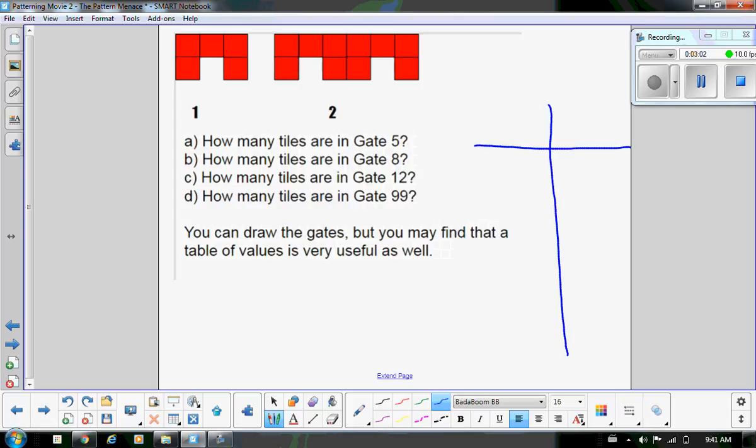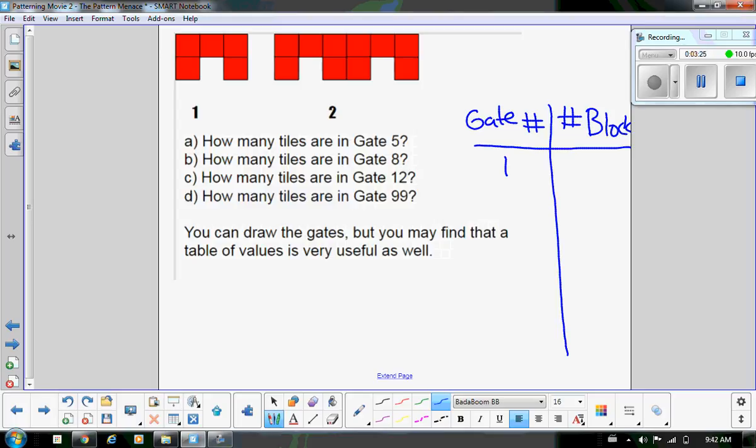So my young Padawans, in this case, we've got different number of gates. So we have the gate number. And I'm just going to put a little number sign. And we've got the number of blocks on the other side, because each gate is made out of blocks. Now, in gate number 1, how many blocks are there?